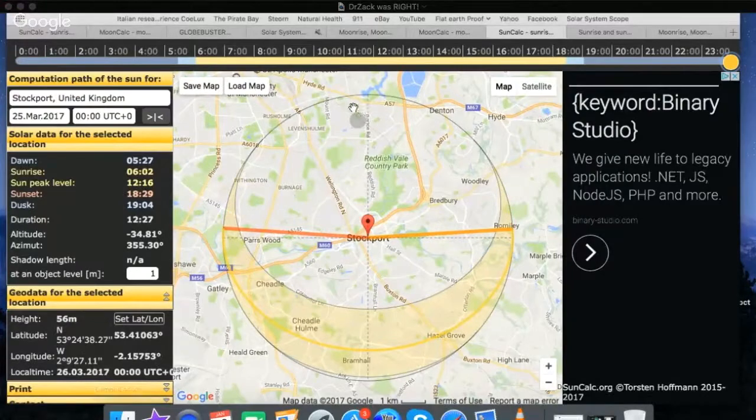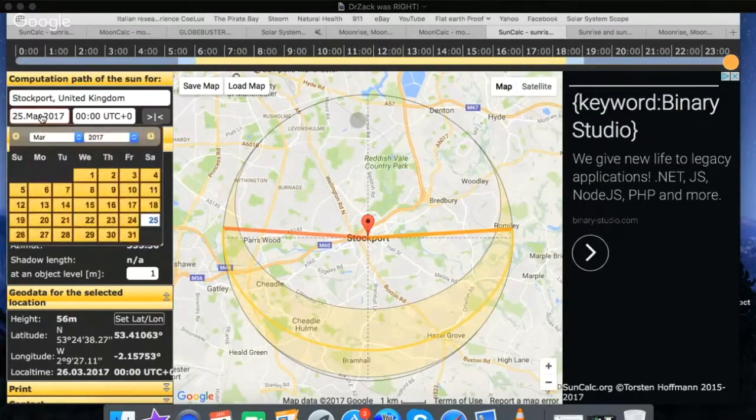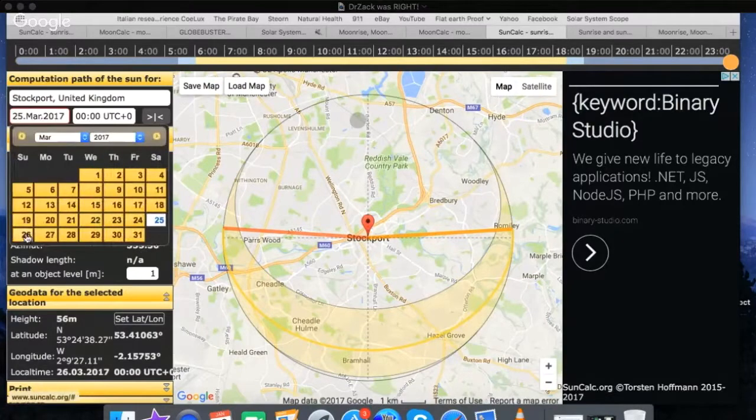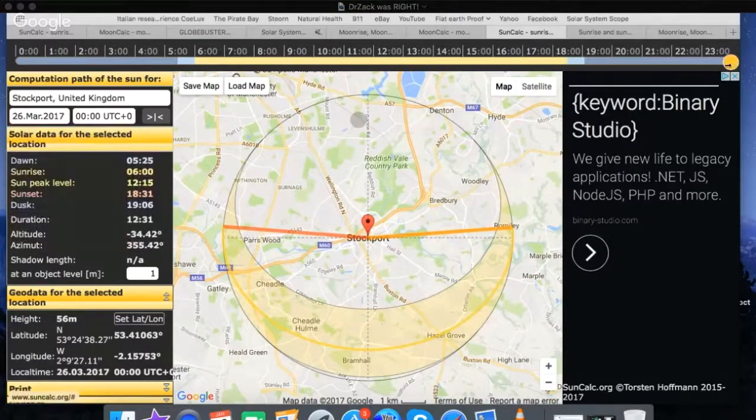Now we're going to move to the beginning of the 26th. Now, because this is limited, you can't carry on, okay? What you have to do is change the date and scroll this all the way to the beginning. So that's exactly what we'll do. We'll go to the 26th and we will scroll this all the way back to the beginning. Remember, this is where the sun has to be. That's where the sun is.